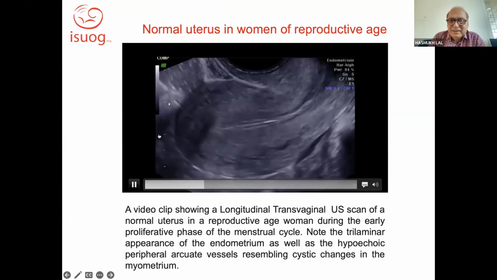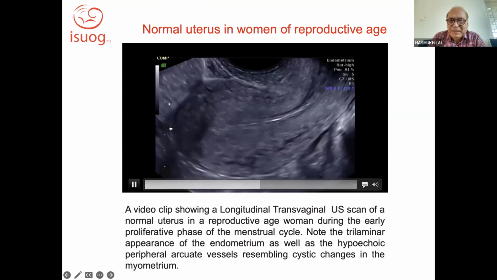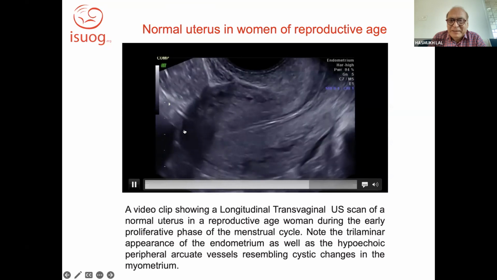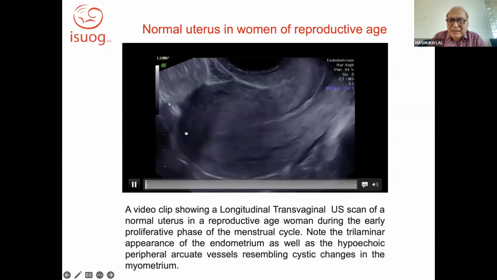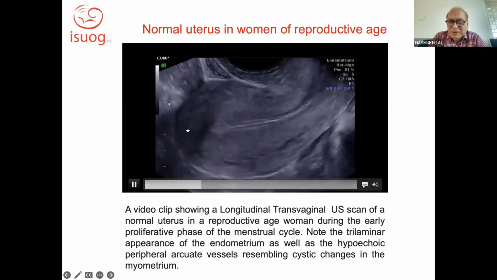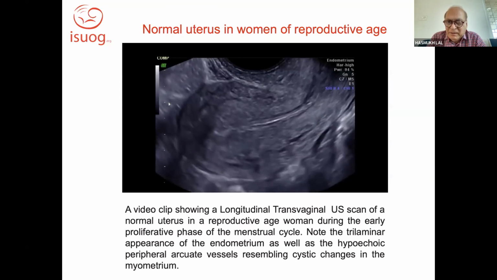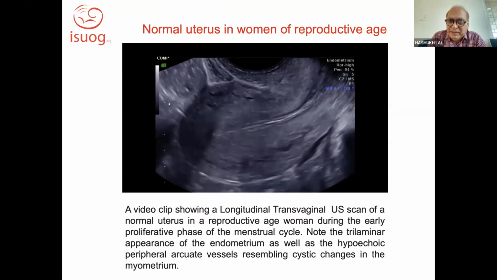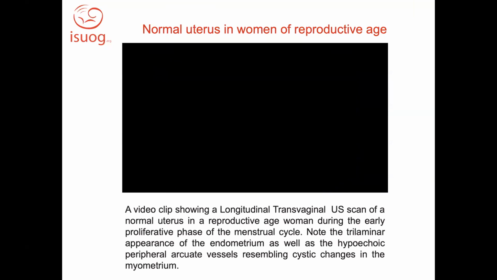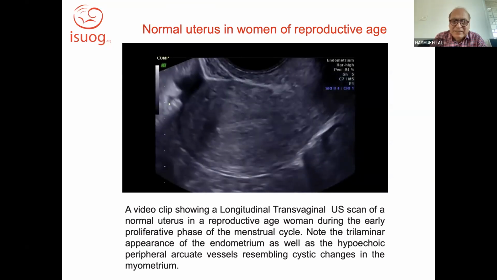This is a sliding sign. You can see that on giving pressure, the uterus and the anterior wall of the rectal mucosa are moving against each other. Sir, their answer is this.